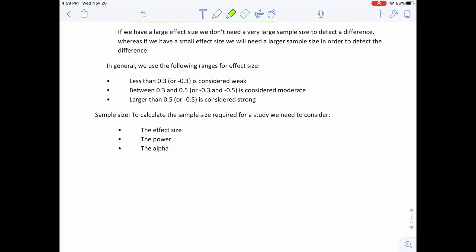And then the alpha, remember, is the probability of making a type 1 error, when you reject H0 when you shouldn't have, right? Going back to that table. And the power is 1 minus beta, 1 minus the probability of type 2 error. So they're all intertwined.